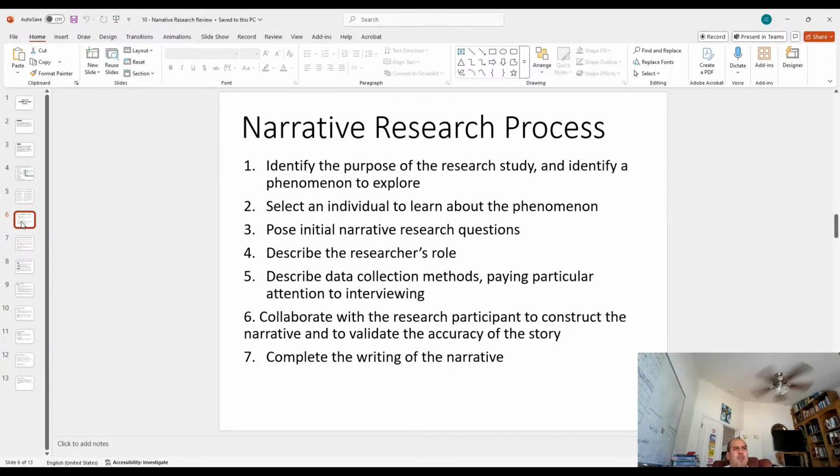You collaborate with the research participant to construct the narrative and to validate the accuracy of the story. Generally, you do this through member checks. I think we've talked about member checks: when you transcribe the story and you send it back to the participants so that they can give one last check, so that they know what they said and see if they want to change their mind, or if we captured some details wrong, any of those types of things. It increases the validity and the accuracy of the story. And then you do the complete writing of the narrative.